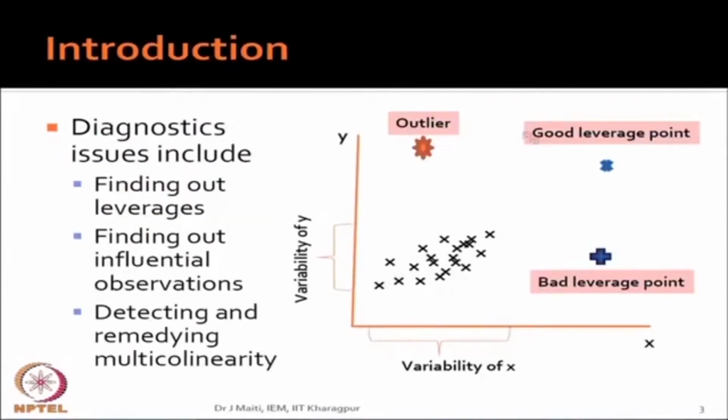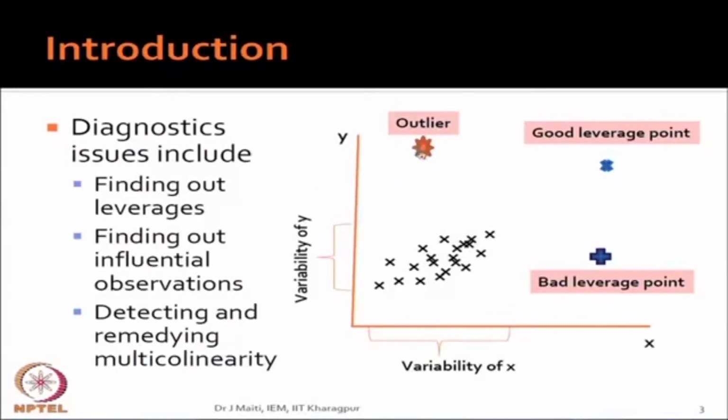Now, you see this figure. It is a scatter plot between y and x, and the majority of the data points are scattered around this ellipse. If we consider the mass of the points, this is the variability of y, the range where y varies, and this side is the variability of x with respect to the mass of the data points.